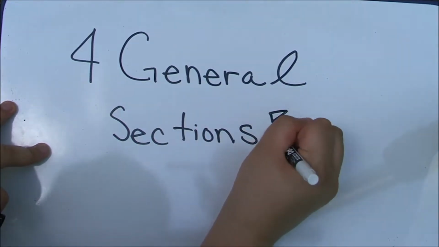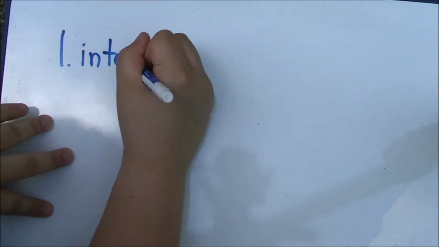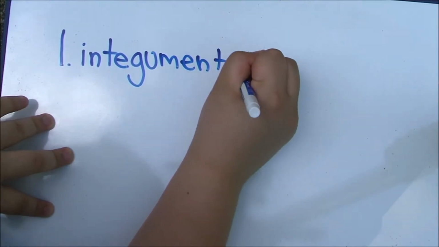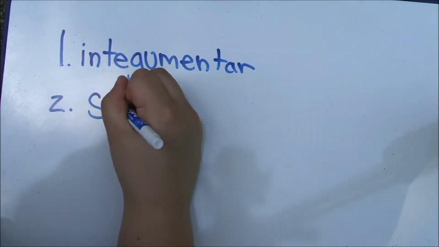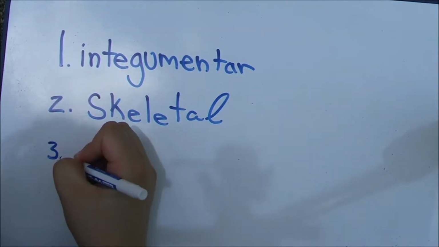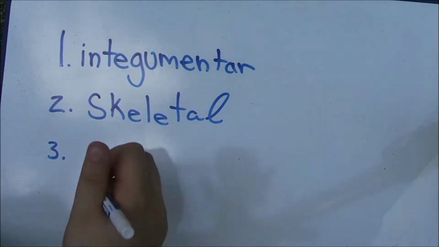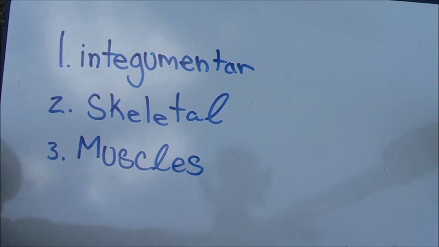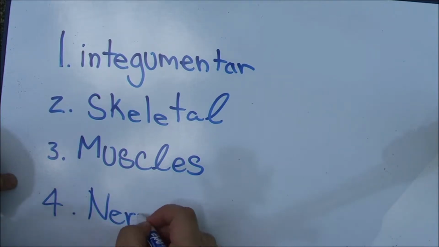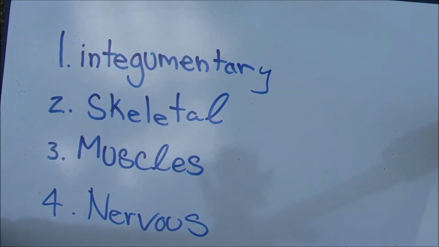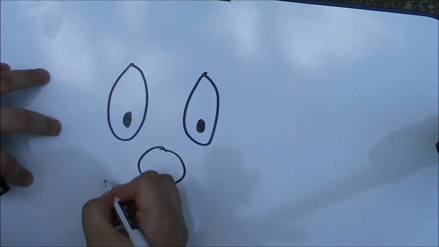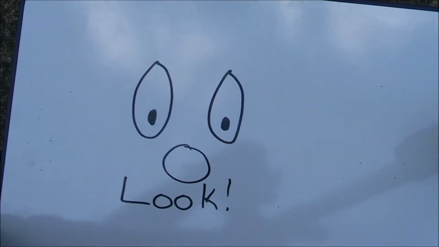The class is generally divided into 4 general sections: the integumentary system, the skeletal system, the muscular system, and the nervous system. From there, you go further into each section. For example, the nervous system is divided into fundamentals of the nervous system, central nervous system, the peripheral nervous system and reflex activity, and the autonomic nervous system. Doesn't sound too scary now, but listen and look at this.